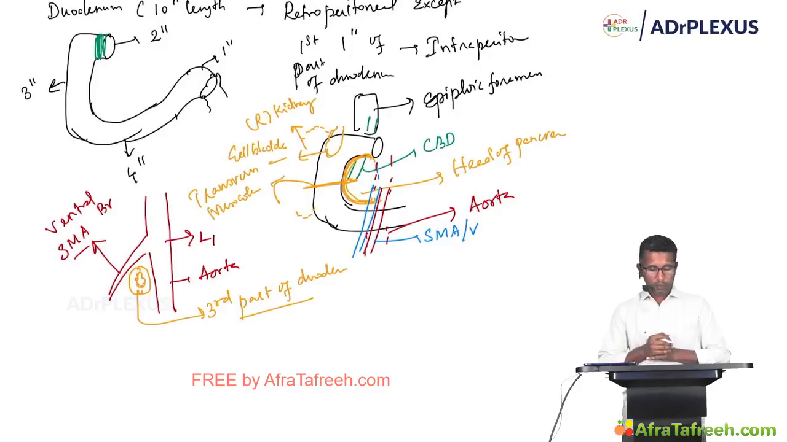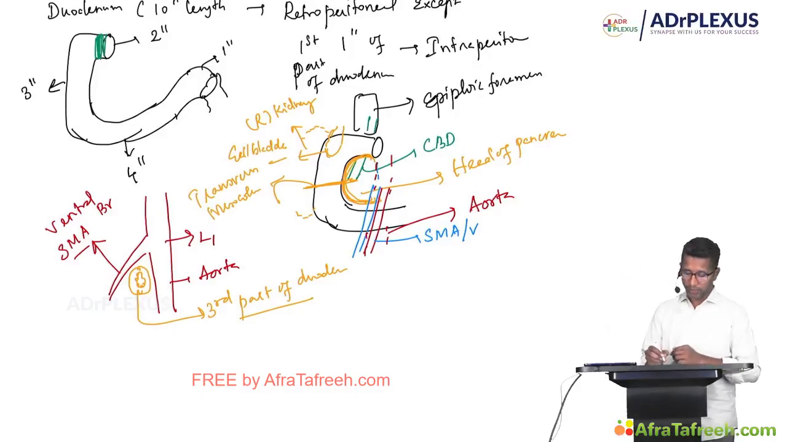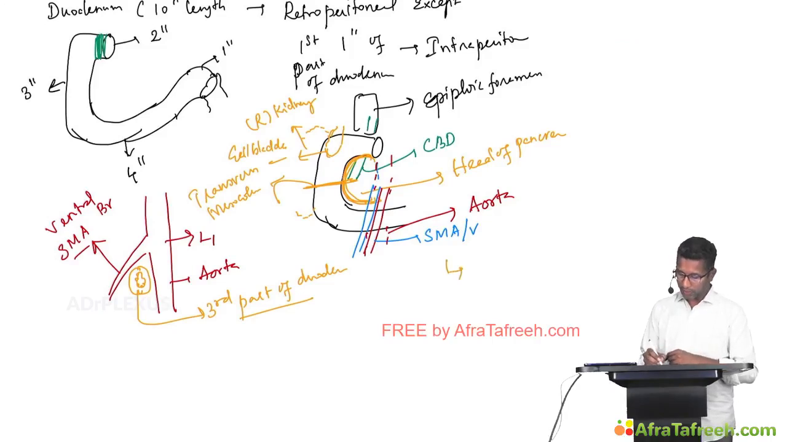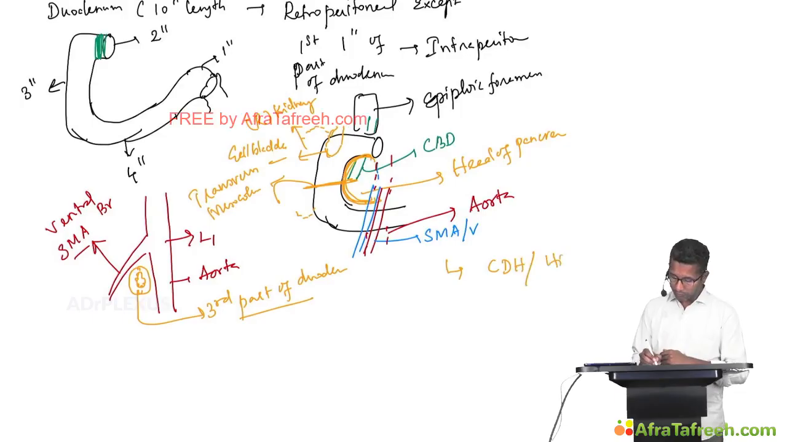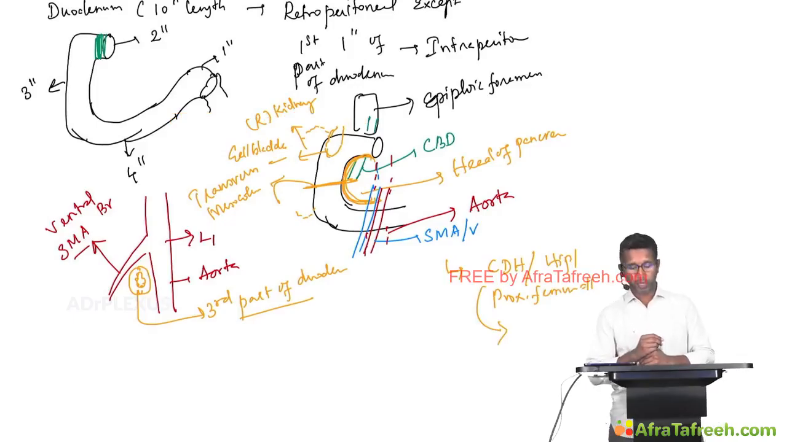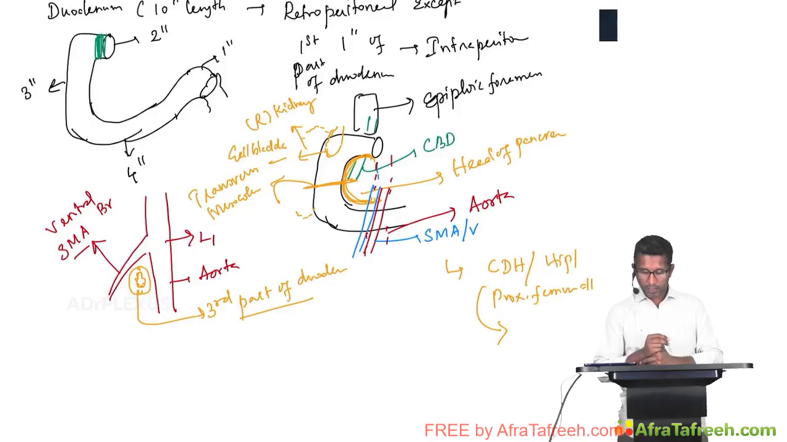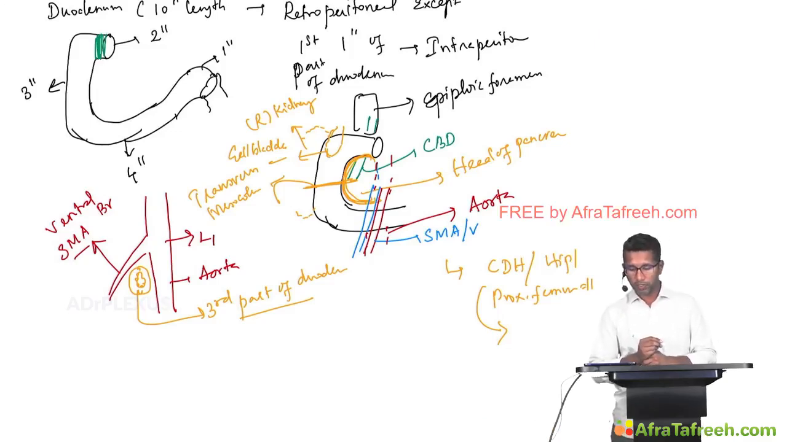Sometimes if a child has a condition called congenital dislocation of the hip, or a hip dislocation, or a proximal femur fracture, these conditions in a child can be treated by applying a spica. Can anybody tell me what the spica used to treat congenital dislocation of the hip or a proximal femur fracture or hip fracture in a child is called? Anybody?